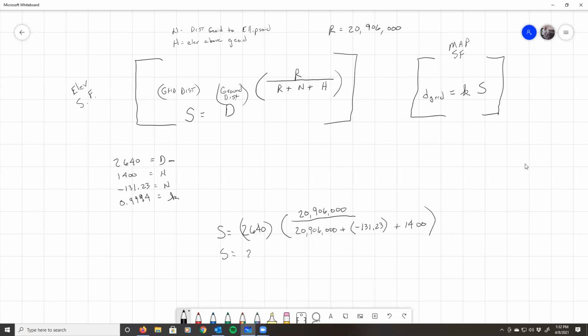So S is equal to 2640 times 0.9999393. So the scaled distance for elevation, or the grid distance rather, based off elevation, is 2639.83979.